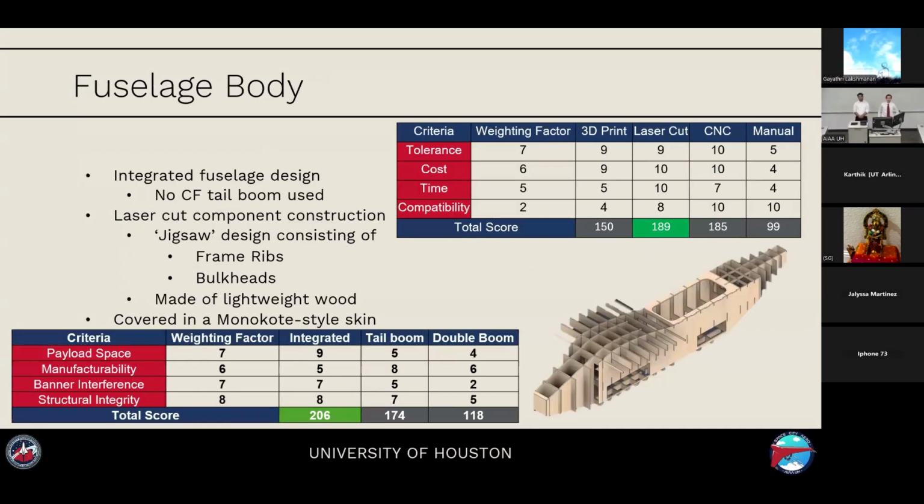For our fuselage body, we are using an integrated fuselage design, foregoing the carbon fiber tail boom that we've used in previous entries. However, we are still going with previous entries' use of laser cut wooden components, creating a jigsaw design of frame ribs and bulkheads. This will be made with a laser cutter using either basswood or 3mm sheet construction. All of this will be covered in a monocoat style skin. We chose the integrated tail boom due to the much larger internal volume and the adaptability of what we can do with that internal volume, especially with this year's team missions.